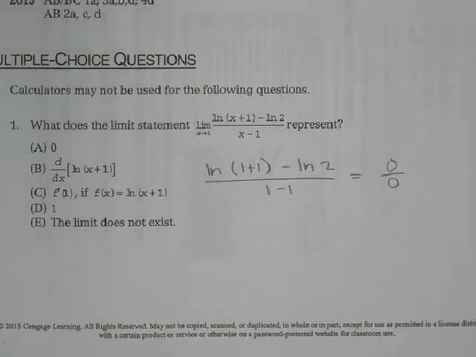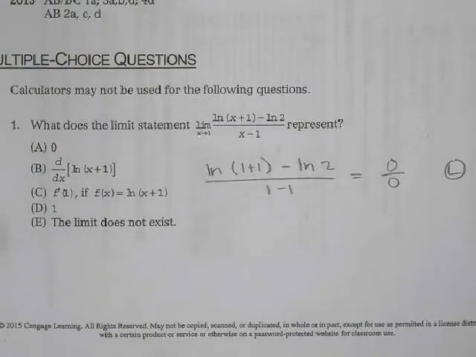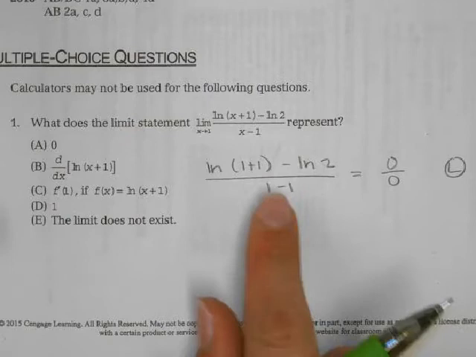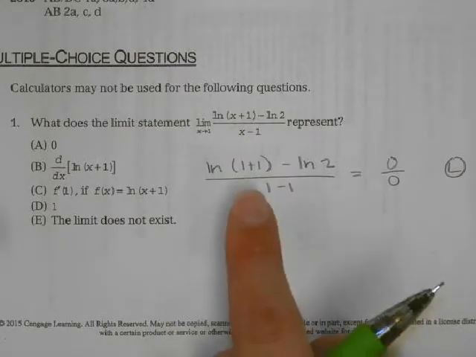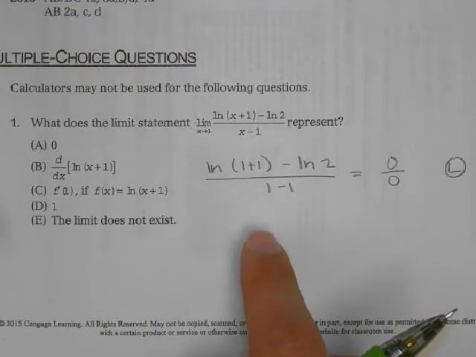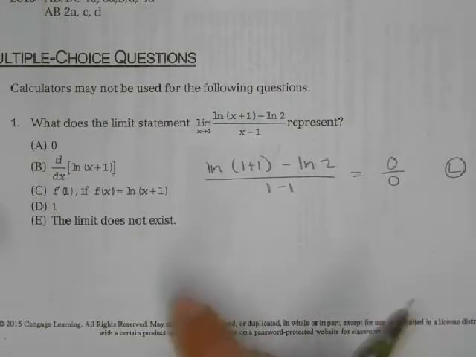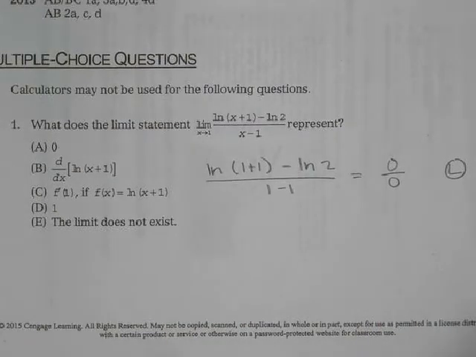It meant we had to do L'Hopital's rule. I was like, perfect, I remember how to do that. So L'Hopital's just says take the derivative of the top and take the derivative of the bottom and write them out, and then do direct substitution again and keep doing it until you don't have 0 over 0 anymore.